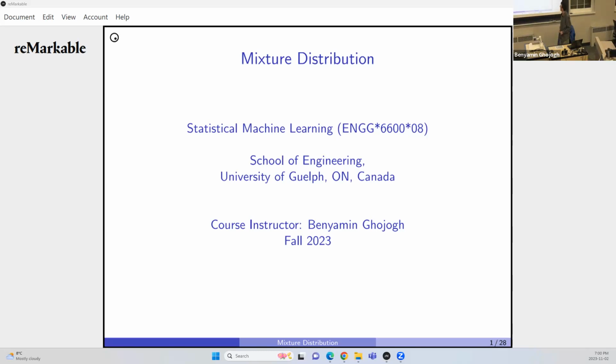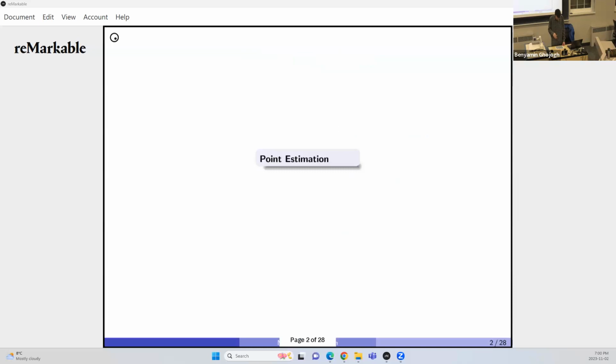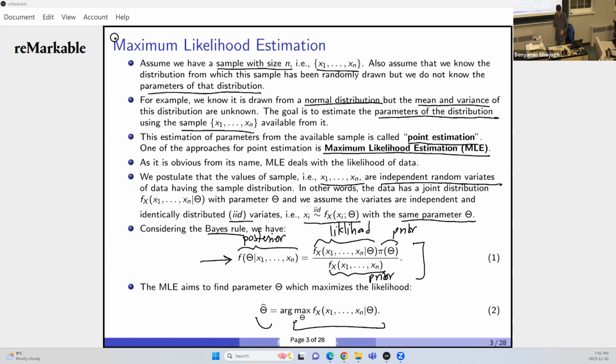So last session we started mixture distribution, and we talked about expectation maximization a little bit. But let's start from the start of the slide deck again and review what we talked about. We talked about point estimation, and we said, okay, maximum likelihood estimation. We talked about Bayes rule, which was in equation 1, right? Here, this is the posterior, and we have likelihood times prior over the other prior.